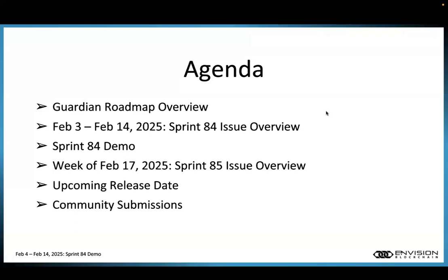So just a quick overview of the agenda. We'll be looking at the roadmap. We'll also be talking about the issues that we tackled in Sprint 84. Then we'll be flipping over and giving you a short demo on Sprint 84. Then we'll be looking ahead to the week of February 17th, which is Sprint 85. Then we'll be talking about the upcoming releases. And at the end, we'll also be giving you some of the ways that you can submit bugs or policy requests through various different channels.